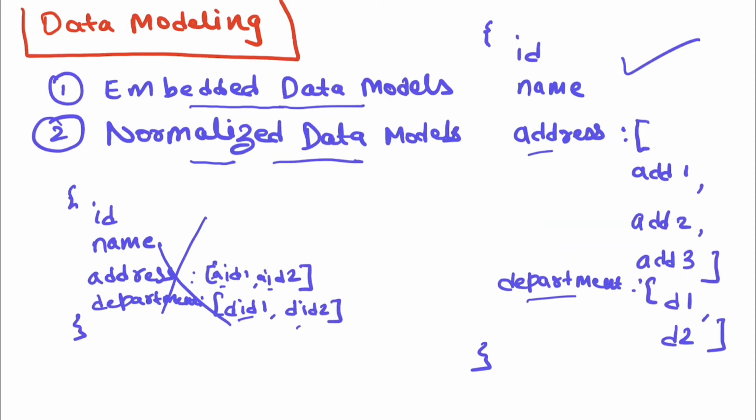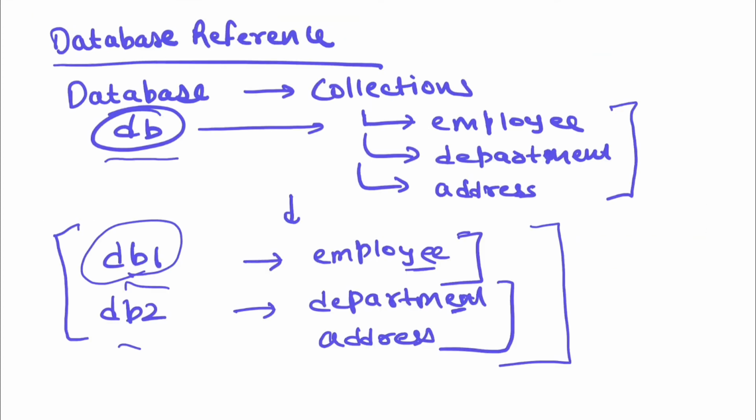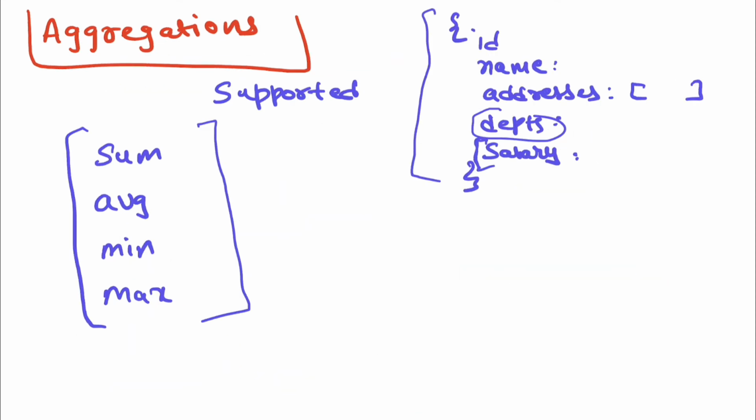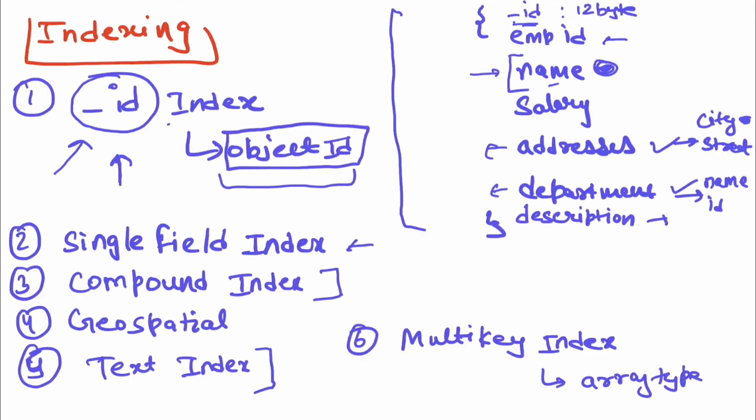Then we talked about data modeling, which is embedded data modeling, where you have the complete document stored as it is, or you can normalize your data into multiple collections, and different collections can be part of one database and different databases, and you can refer to those collections out of the box within MongoDB. Then we discussed different operations: creating the database, creating tables, dropping the tables, inserting, update, delete, save, projections, limiting your records, sorting your records. Then we talked about aggregations, which is sum, average, mean, max, and many other operations supported within MongoDB.